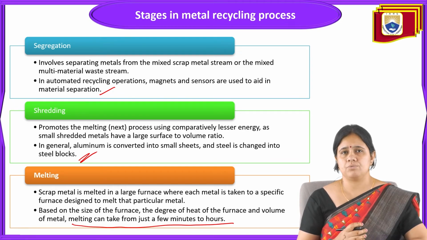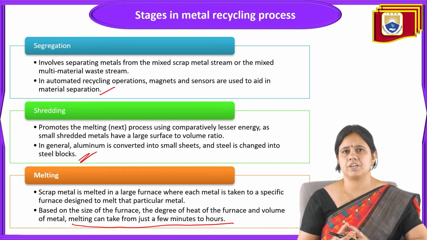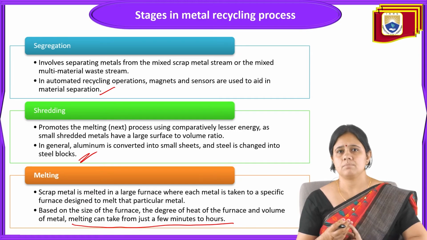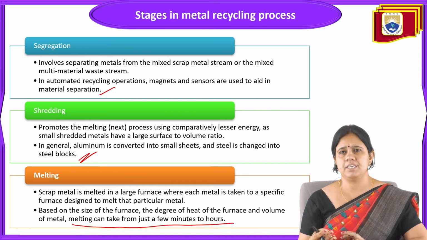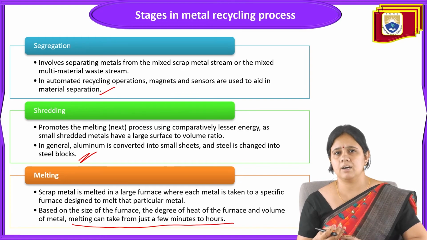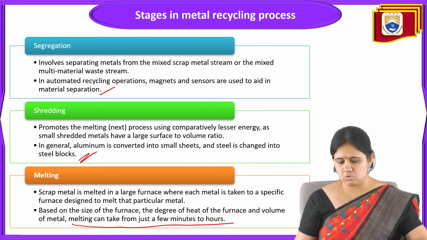So the first step is segregation, which can be done by automated recycling operation, where magnets and sensors are used. Next is the shredding of the metals, which will promote the melting process using comparatively less energy, as the small shredded metal has a large surface to volume ratio. Next is the melting, where scrap metal is melted in a large furnace, with each metal taken to a specific furnace designed to melt that particular metal. Based on the size of the furnace, the degree of heat, and the volume of metal, melting can take from just a few minutes to an hour.